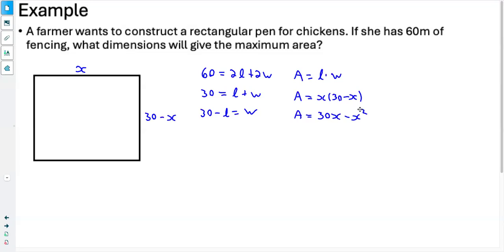Now we want to find our critical point, so that means we want to take our derivative of this area formula. So our A prime is equal to 30 minus 2x. So we want to find where that equals 0. So we've got 0 is equal to 30 minus 2x. Move the 2x to the other side, and divide both sides by 2, so that gives us x equals 15. So we know that this is a critical point.